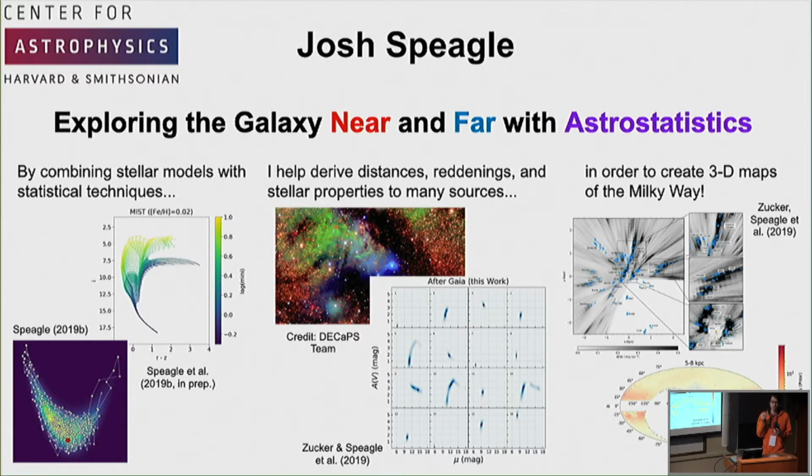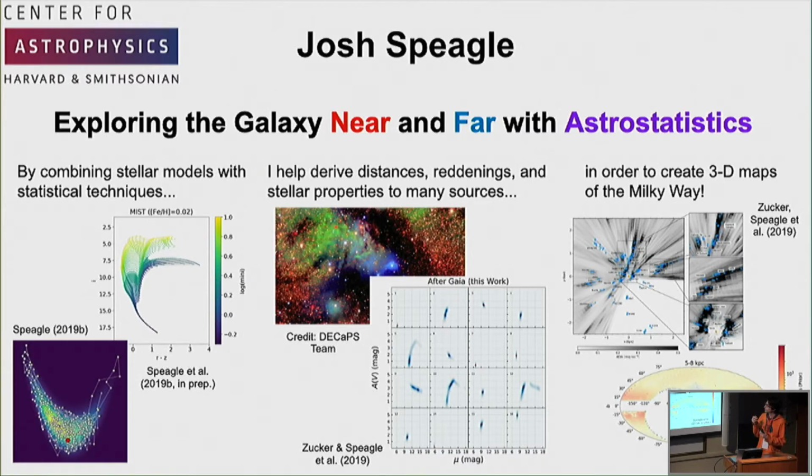I'm also a graduate student here at the CFA, and I work a lot in this interdisciplinary area of astrostatistics. What I really like to do is use computer science, statistics, and astronomy domain knowledge to bridge the gap between models, theory, and observations. More recently, I've been trying to leverage those skills to construct 3D maps of the Milky Way.